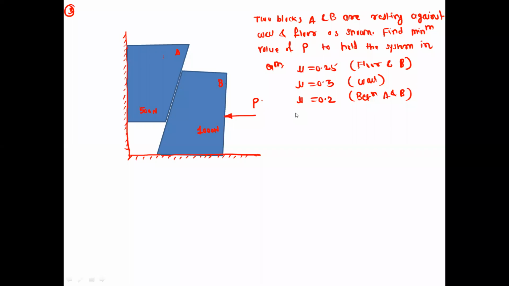So the required value of P is the minimum value so that the equilibrium of the system is maintained. So just tell me, for the minimum value of P, what is the impending motion, or the direction of the impending motion?